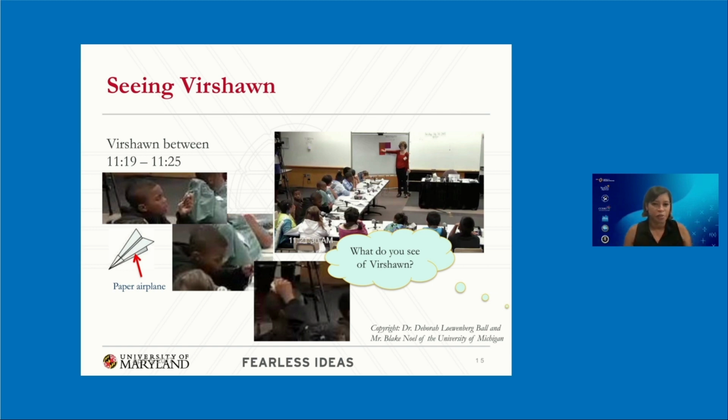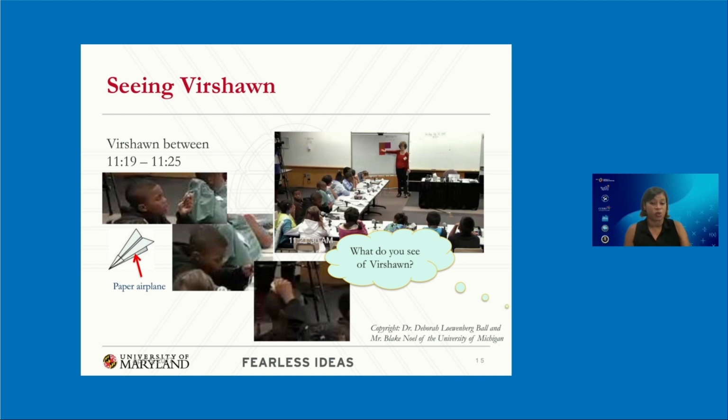So here's the paper airplane. The teacher's clearly teaching a lesson. I typically ask people, what do we think happens to the paper airplane? Everybody agrees the paper airplane has to go. It's going to be confiscated. It's going to be recycled. It's going to be destroyed. But there's no version of this where Vershawn gets to keep the paper airplane.